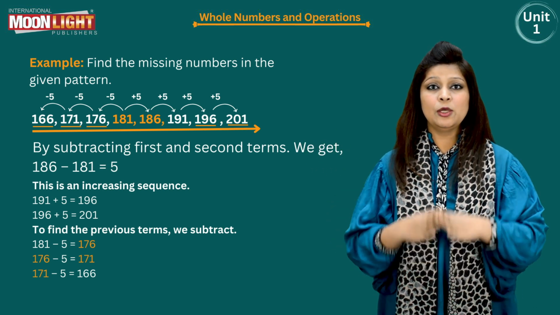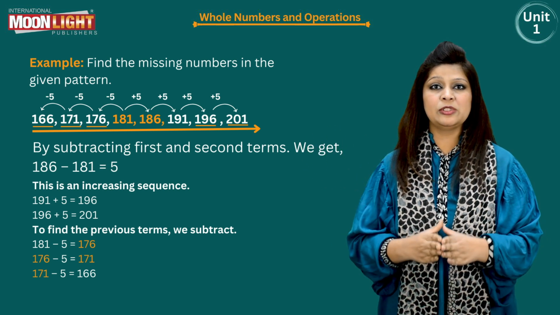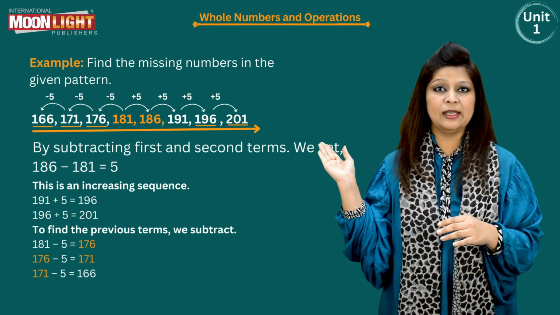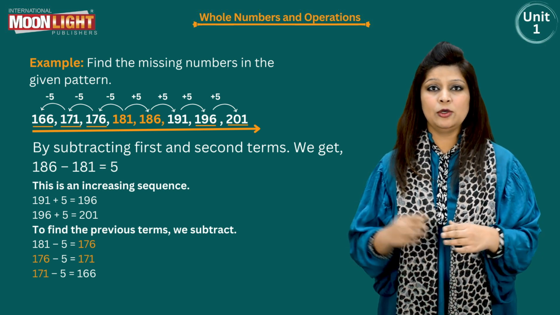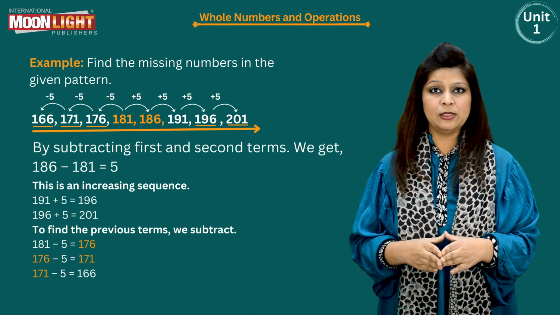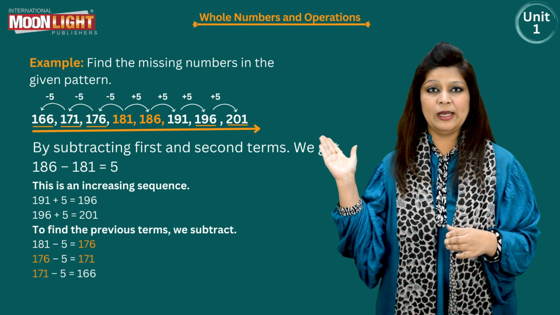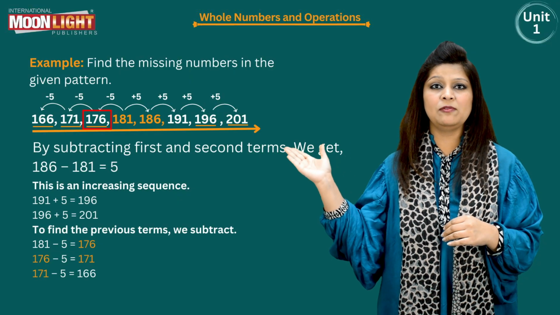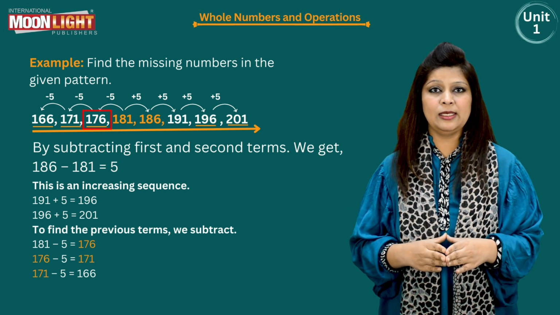Now, my dear students, to find out the first three missing numbers, I need to subtract 5 from the first number which is written over here, that is 181. So, I will subtract 5 from this number to get the previous number, right? 181 minus 5 is 176. I will write 176 here right before the number 181.